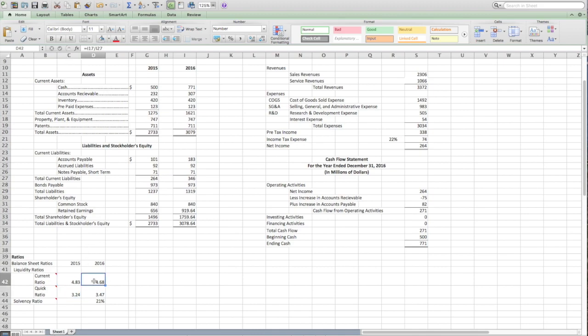And here it is again for the next year. For 2016, we're going to compare this number and divide it by this number. If I double click on this, you can see the two numbers, and that's the formula that we have there. So that's the current ratio.